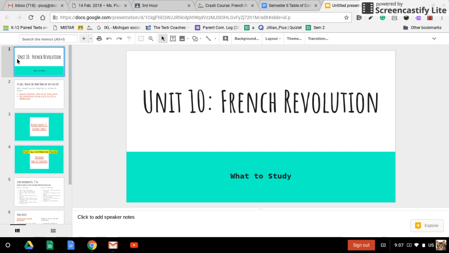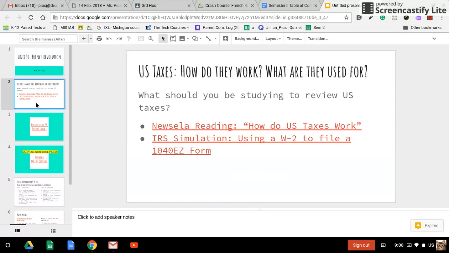Hello, today I'm going to walk you through what it is you need to study for the Unit 10 test on the French Revolution. So first off, we talked about U.S. taxes. So how do they work and what is that money used for?